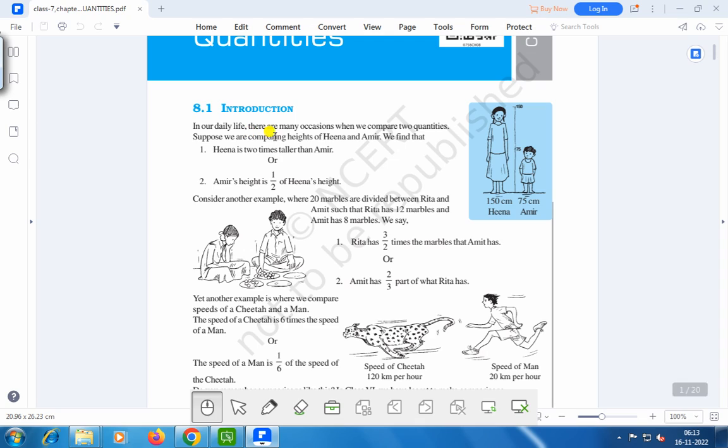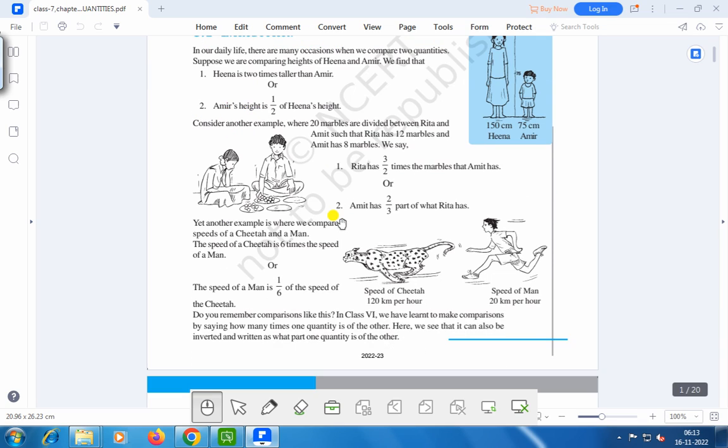In our daily life, there are many occasions when we compare two quantities. Suppose we are comparing the heights of Hina and Amir. We find that Hina is 2 times taller than Amir, or Amir's height is 1 by 2 of Hina's height.